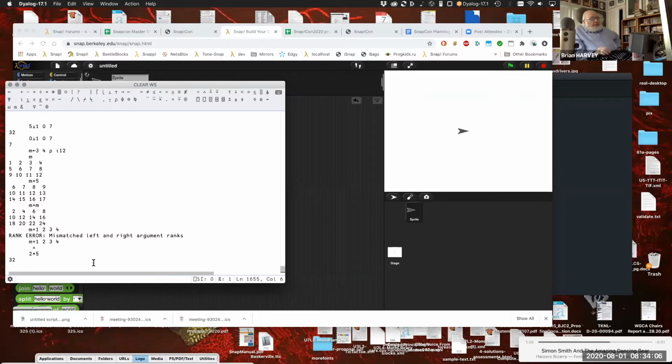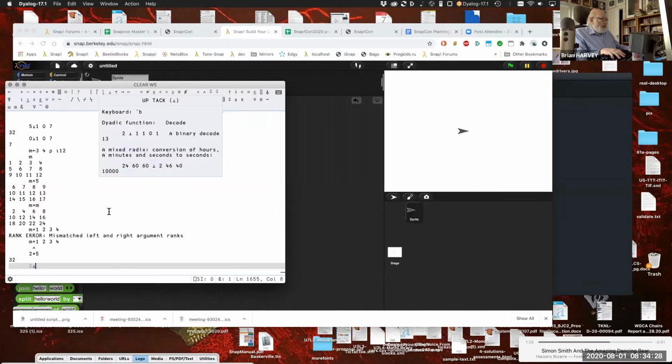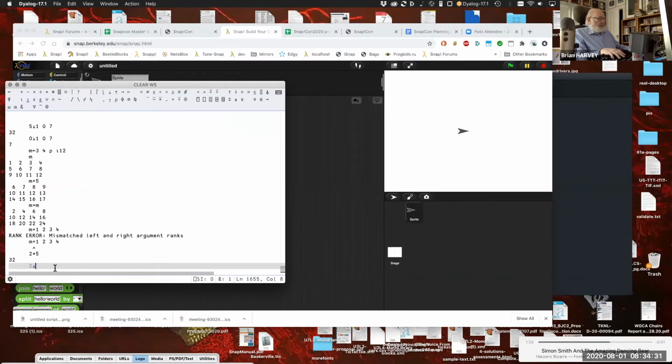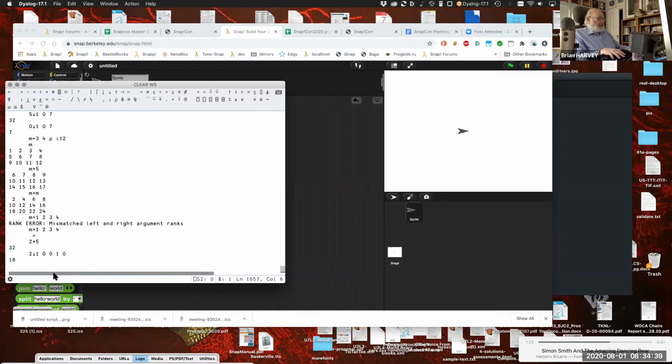By the way, if you're teaching CS principles and the College Board wants to know what is some string of digits in binary, 2 upside down tack, 0, 0, 1, 0, it's 18. That's 16, 8, 4, 2. So 16 plus 2.